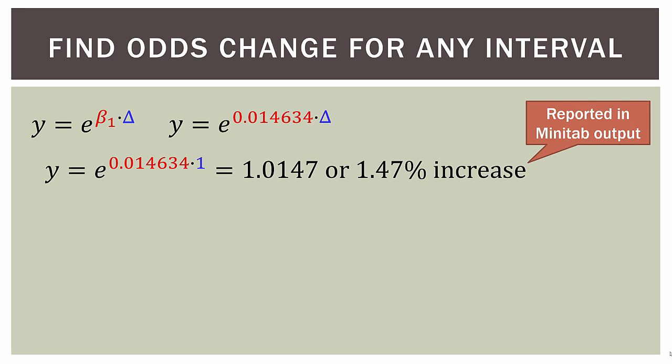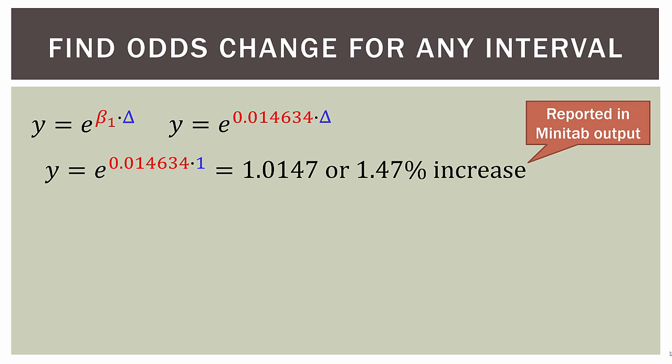So let's say we're interested in a 1-point increase on our credit score. So what is the odds ratio for that? We just take e raised to the power of 0.014634 times 1, because that's the change we're interested in. And we get back an odds ratio of 1.0147 or 1.47%. And guess what? That is what Minitab reported back to us in the previous video. So if you look at the output, they'll say odds ratio 1.0147 because it gives back to us the odds ratio for a 1-unit increase in our variable. So in this case, it's 1 point of a credit score.